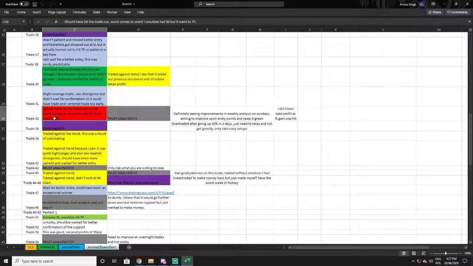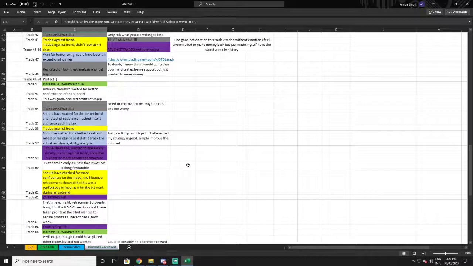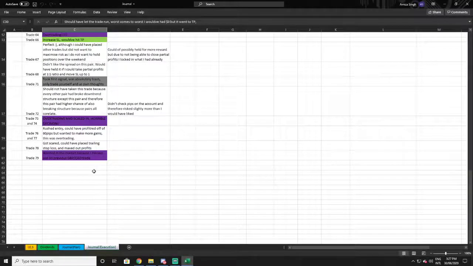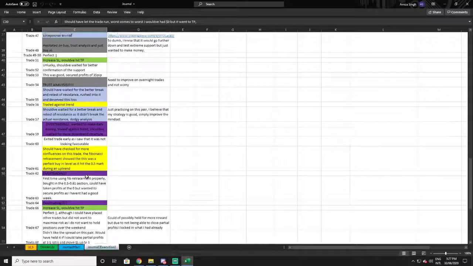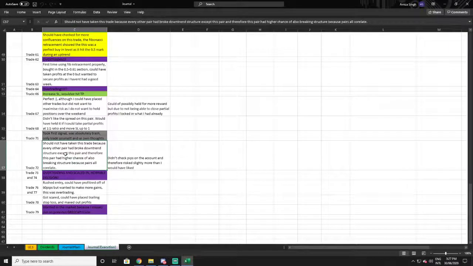What else was there? Oh, and now I'm learning trailing stop losses, but because I can only buy a 0.01 lot size, I can't really close partial profits. So I'm just learning right now. But yeah, I shouldn't have taken this trade because every other pair had broke downtrend structure except this pair, and therefore this pair also had a higher chance of breaking structure because pairs correlate really.